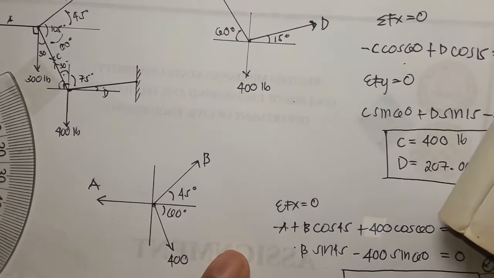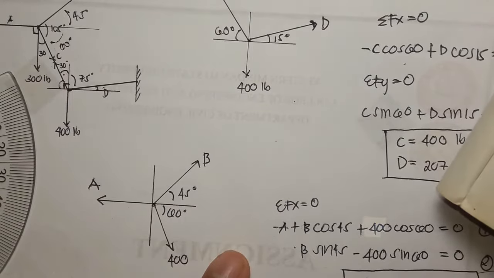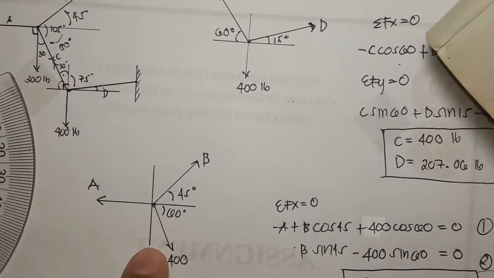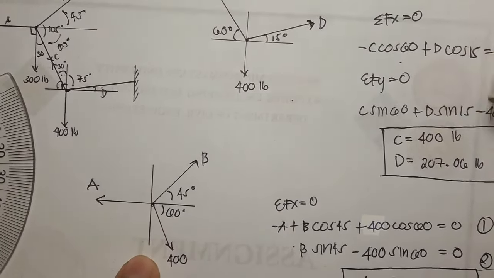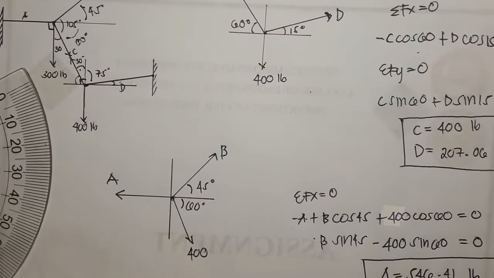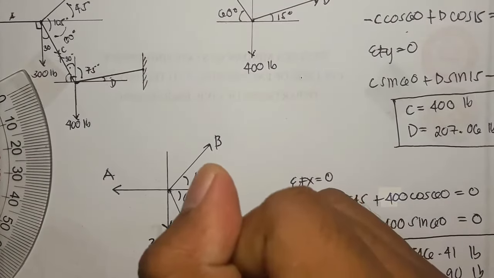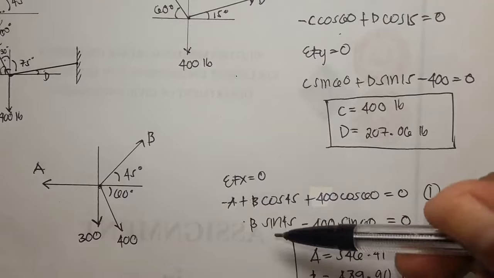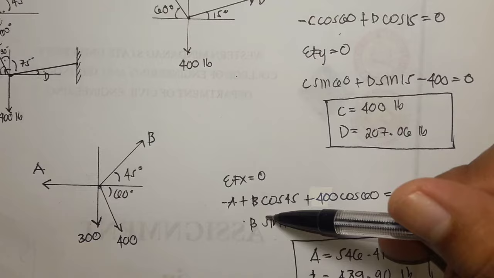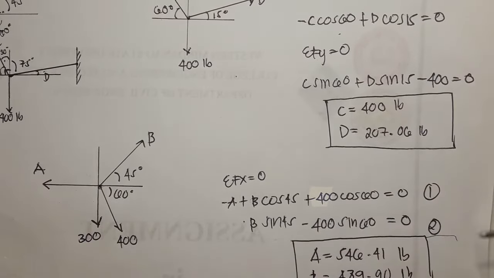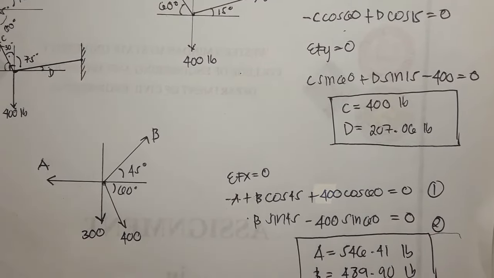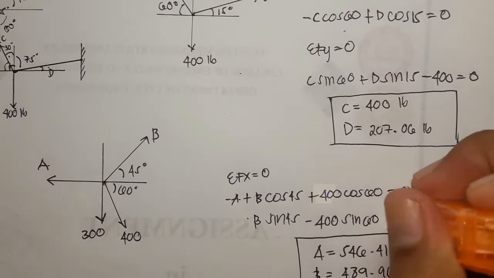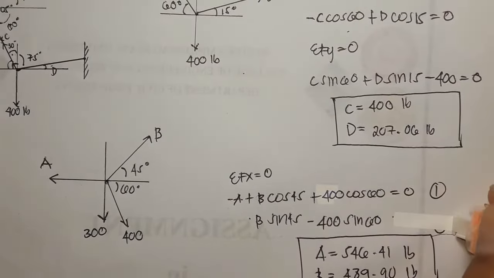So wait a minute, I think I got my values wrong, because we had 300 here, so I forgot the 300. My equation 2 is lacking 300 pounds. So again, I will be changing this.